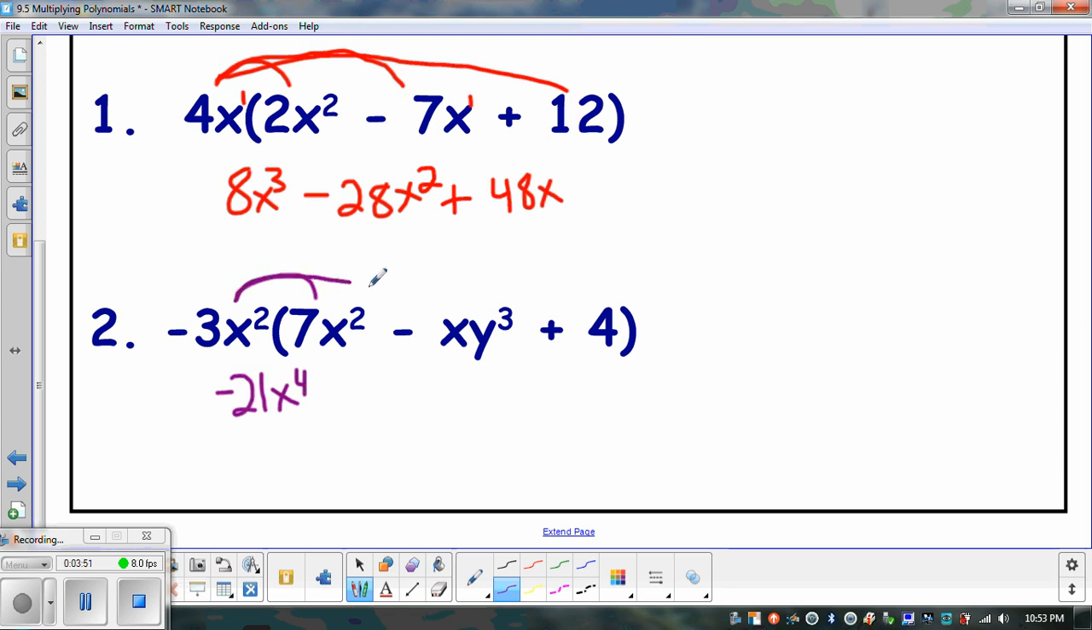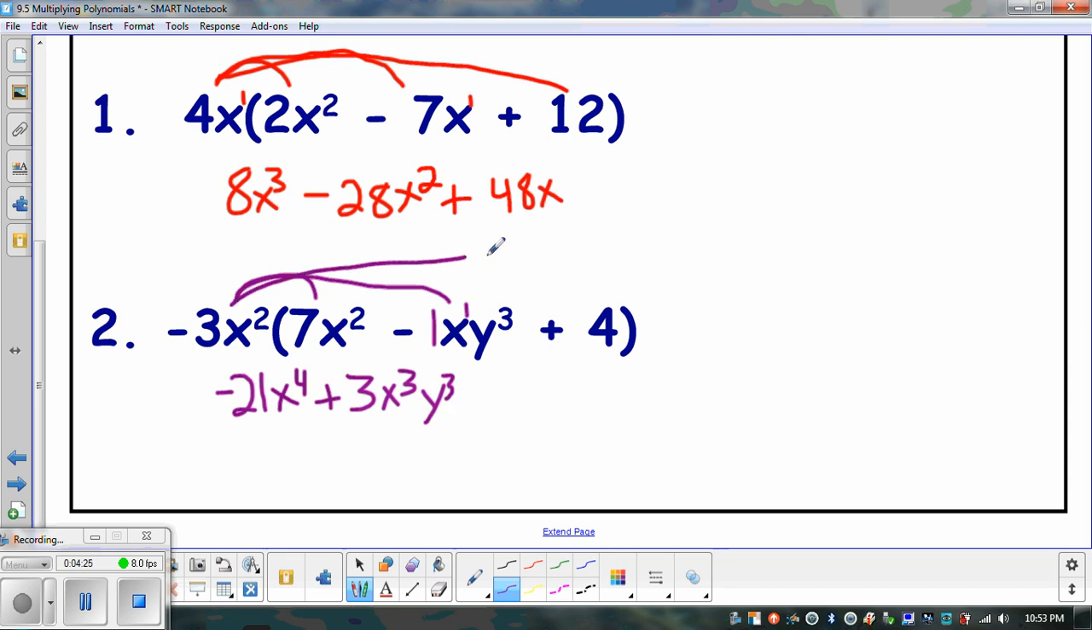Again, distribute the negative 3x squared to the negative xy cubed. Go ahead and place a 1 for a coefficient. So now when you multiply negative 3 times that negative 1, a negative times a negative is a positive 3. I will add these 2 x's with this 1x, making it x to the 3rd power. There are no y's in the term being distributed, but there is y to the 3rd power, so I will simply attach it: y to the 3rd power.